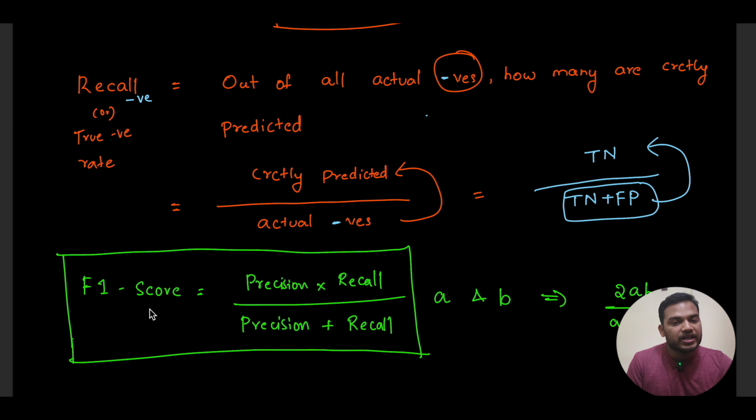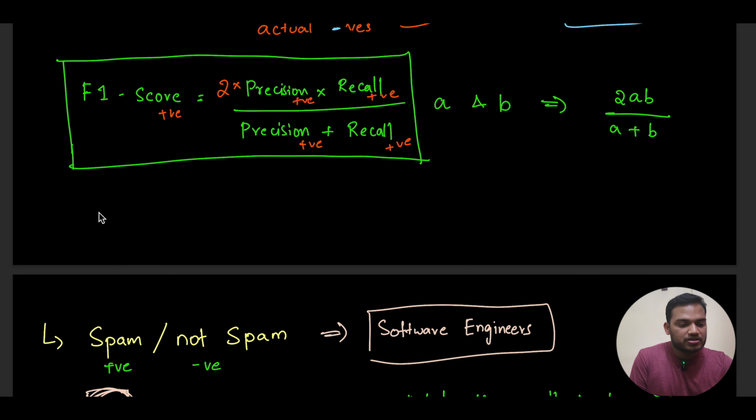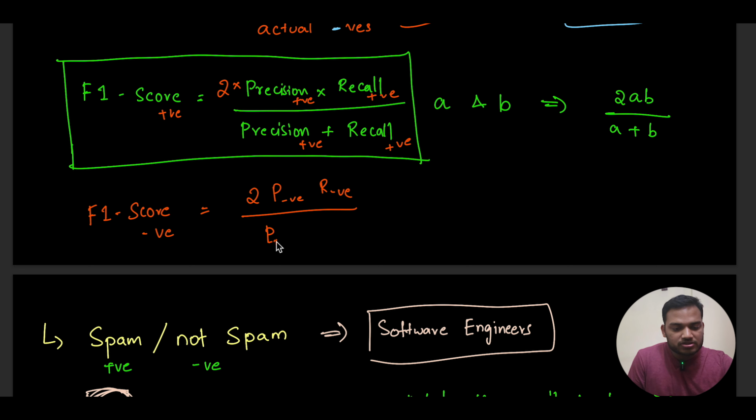And how will the F1 score be calculated? Previously, this F1 score was for the positive class. The precision and recall we were seeing were for positive classes only. So two times precision positive times recall positive divided by precision positive plus recall positive. This is my F1 score formula in case of the positive class, whereas in case of the negative class, it's simply that instead of positive precision and positive recall, we'll use negative precision and negative recall. So it will be 2 times P negative times R negative divided by P negative plus R negative.